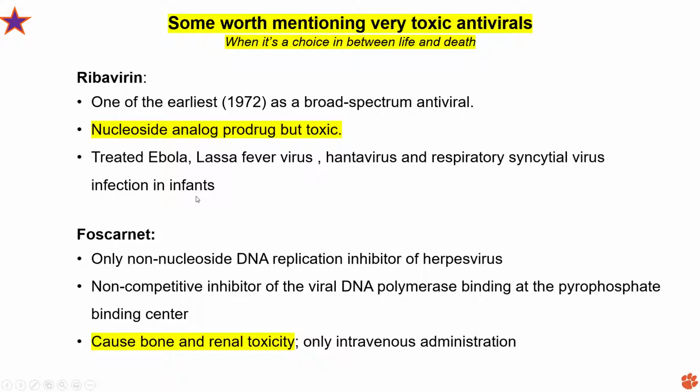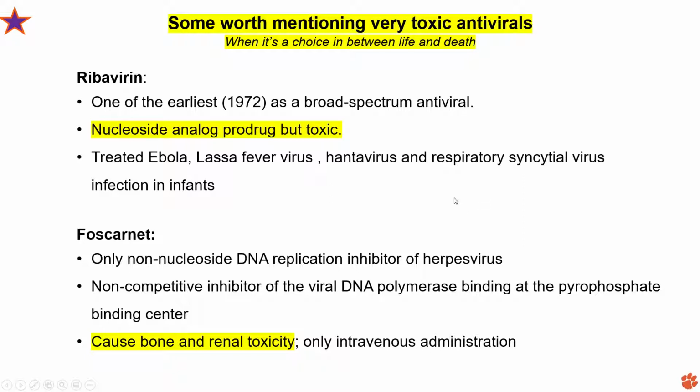Yeah, so these are some of the historic drugs, so definitely we need some respect for them: ribavirin and foscarnet. They are not prescribed anymore as such. In most cases they are available in the market, you can find them, but they are hardly used.